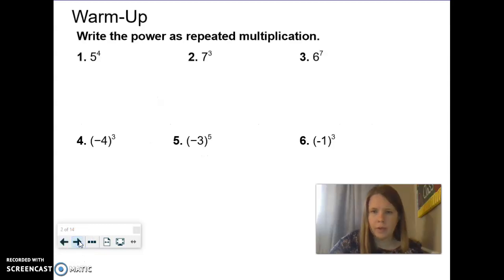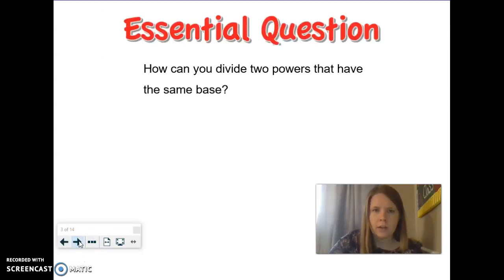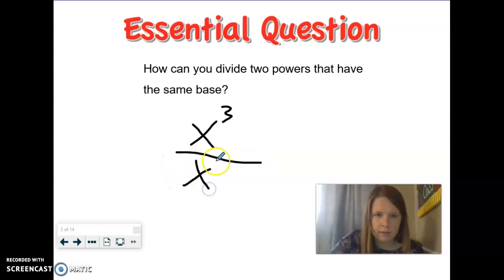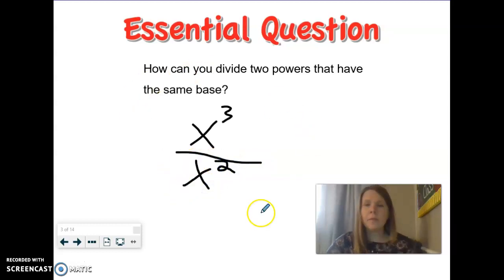All right, skip the warm up. Let's go to our essential question. How can you divide two powers that have the same base? Ultimately, you're going to have a problem that looks like this: x to the third out of x to the second. How am I going to solve this?